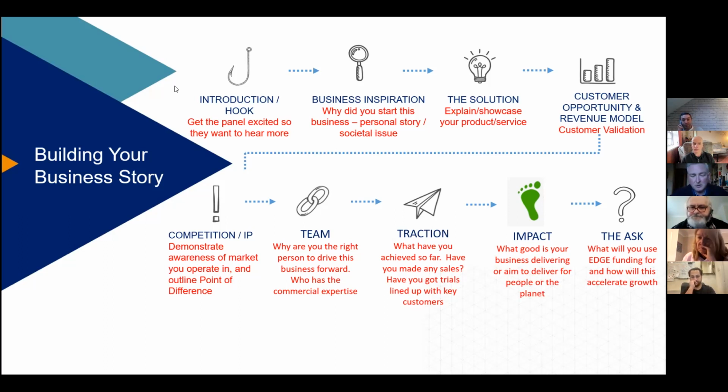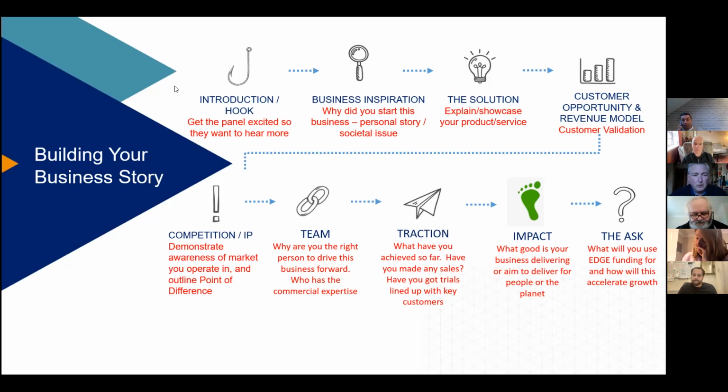The next section touches on impact. So, how is your business either delivering impact or will deliver impact, whether that's towards social good or towards helping a net zero economy, etc.? And then you're going to round off with your ask. That is, how much are you asking Edge for in the way of funding, what are the key activities that you're going to fund with that award, and how is that going to help move your business forward? So they're the key elements of the pitch.